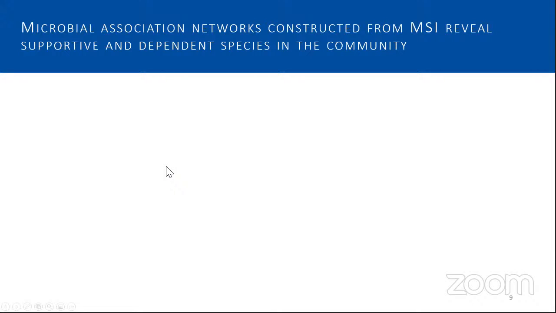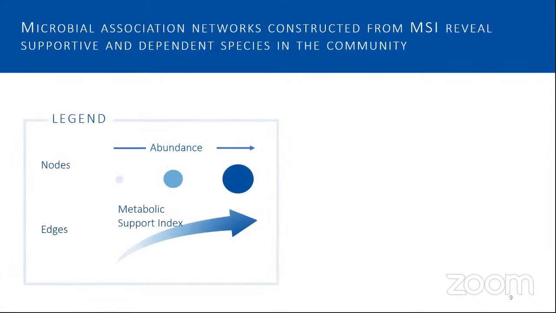Before I go into the microbial association networks that we constructed, I just want to brief you on the legend that you can keep in mind for the upcoming slides. Over here, the node color and size have been mapped to the percentage relative abundance of the organism in the site, and the edges have been mapped to the metabolic support indices.